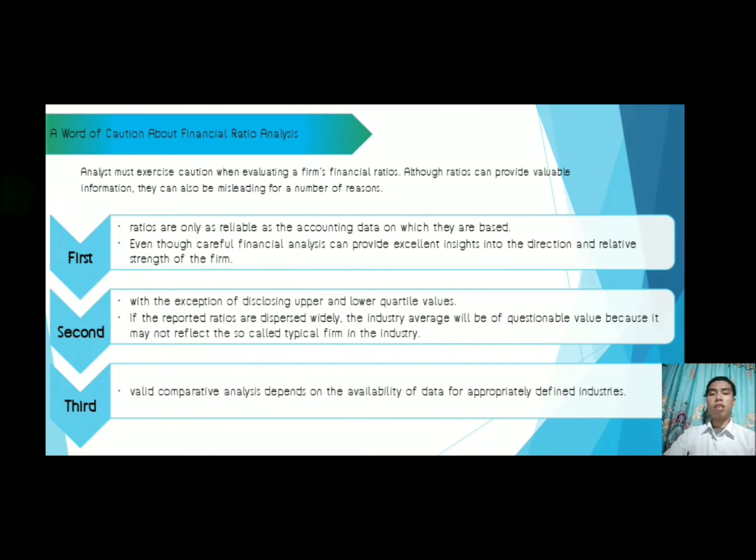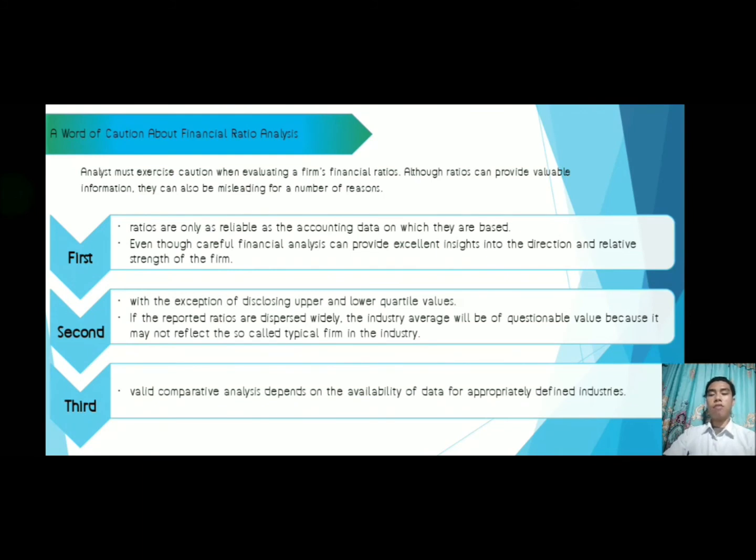Second, with the exception of disclosing upper and lower quartile values, firms often do not report information about the dispersion or distribution of individual values of the main ratio. If the reported ratios are dispersed widely, the industry average will be of questionable value because it may not reflect the so-called typical firm in the industry.